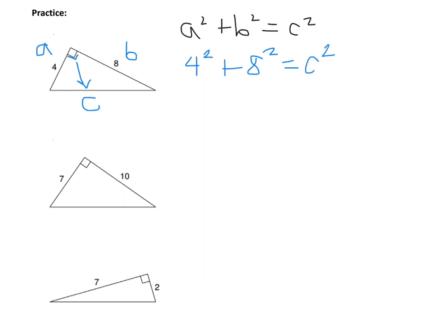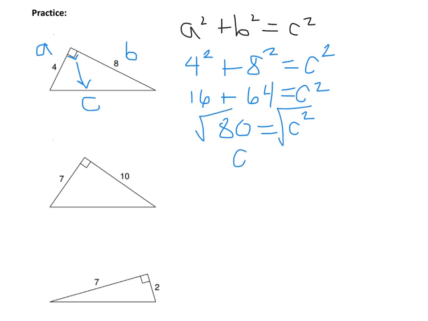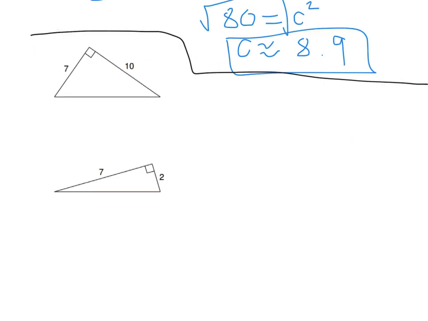Now, order of operations, let's go ahead and simplify first. 4 times 4 is 16, plus 8 times 8 is 64, and that equals C squared. 64 plus 16 is 80, which equals C squared. Now to get C by itself, we square root both sides. And so C is about, square root of 80 is about 8.9. So C is 8.9.